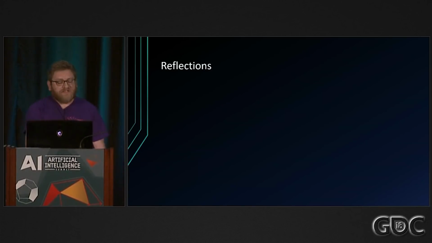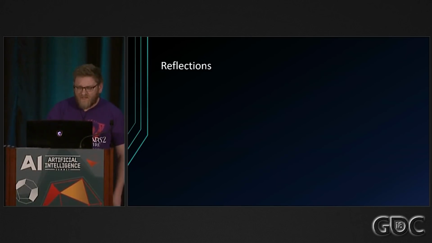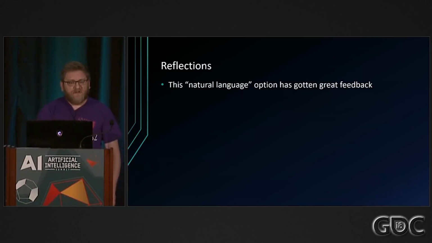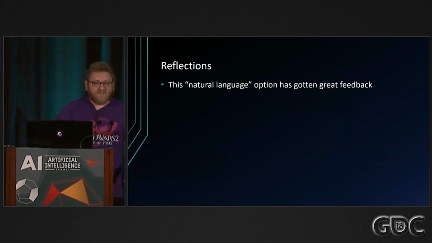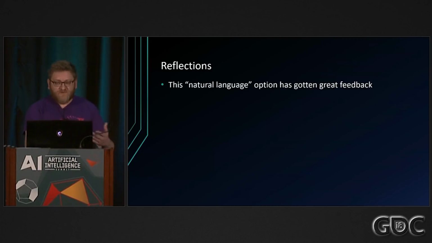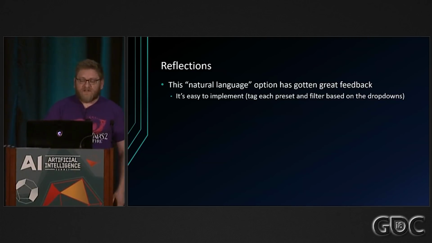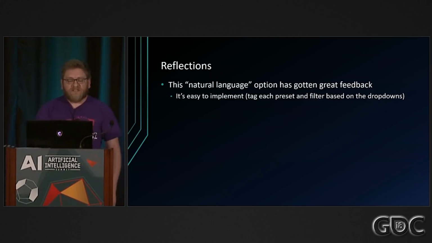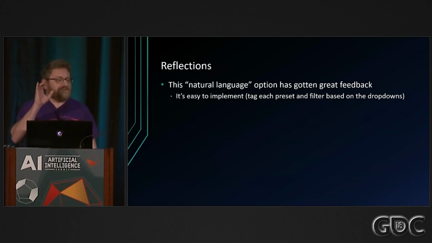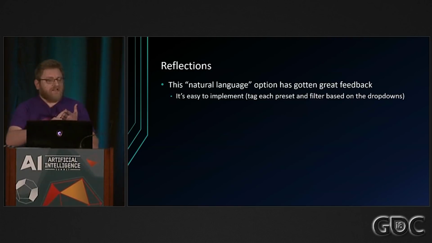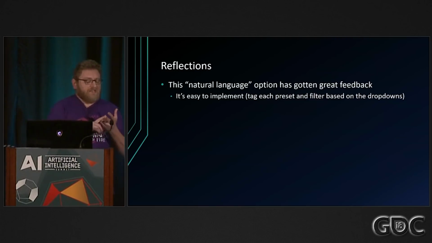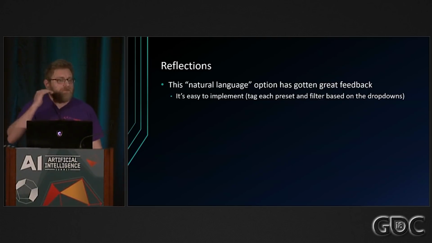So I wanted to pause here to kind of cover a couple of thoughts. The natural language feature has gotten a lot of great feedback. A lot of people really enjoy being able to work with it, being able to specify things in what feels like a much more intuitive manner. It's super easy to implement. It's literally just a tag on each preset that says, these are the different properties this function has. It increases quickly at the beginning, slowly at the end, or whatever the curve might be. And then the drop-downs are just a filtering mechanism.